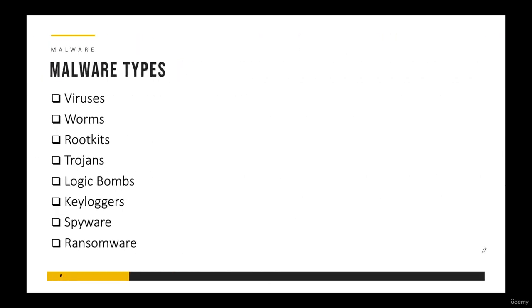There are several different types of malware. We have viruses, worms, rootkits, trojans, logic bombs, keyloggers, spyware, and ransomware. As a cybersecurity professional, you must be aware of all of these different types of malware, their attack vectors, how to protect against them, and how to mitigate or recover once your systems or networks are infected by any of these malware. We are going to discuss each of these in detail as we proceed throughout this domain.